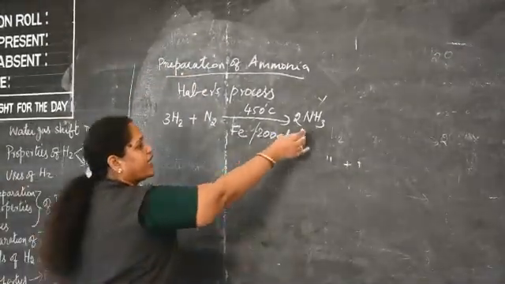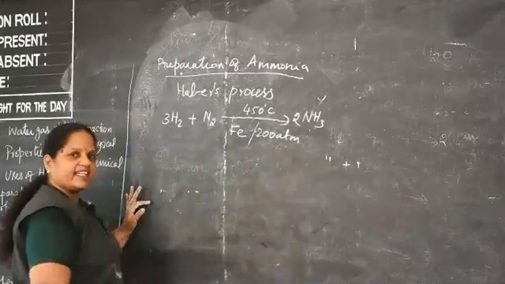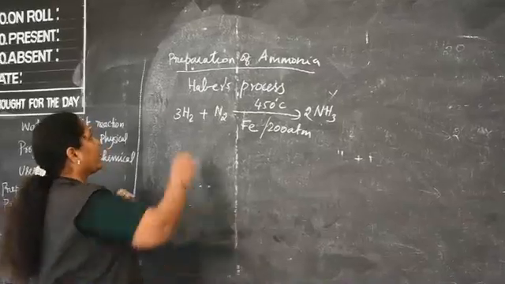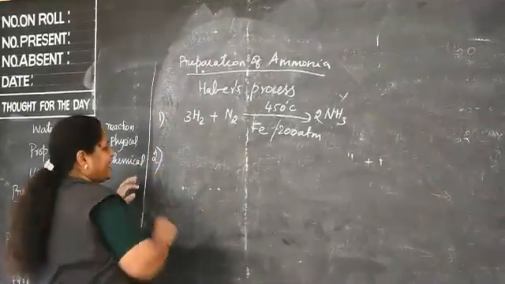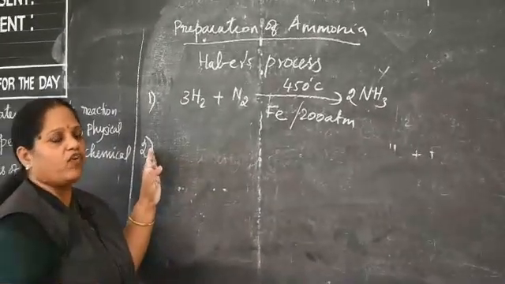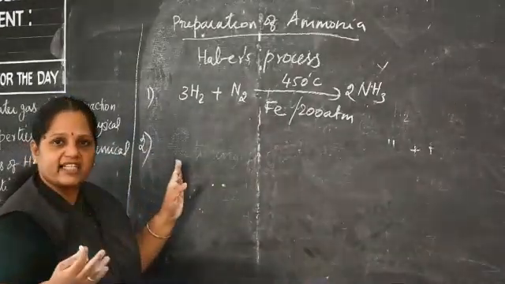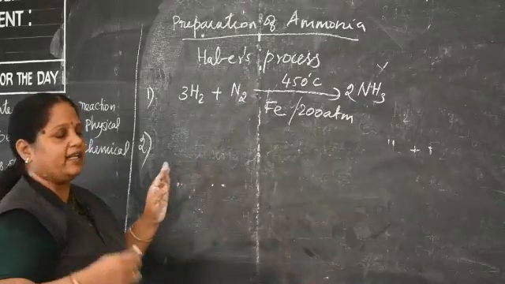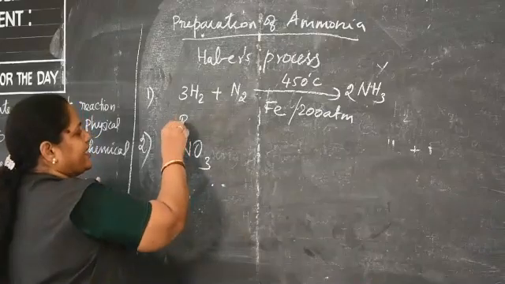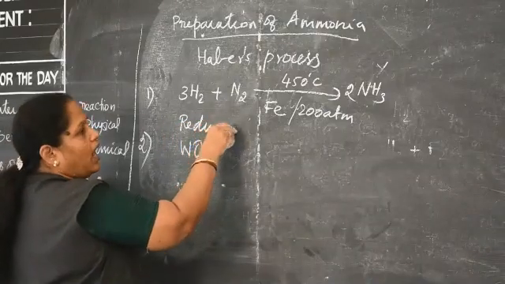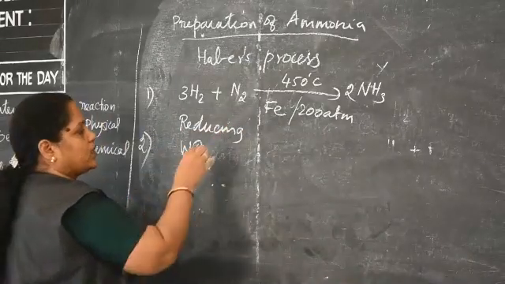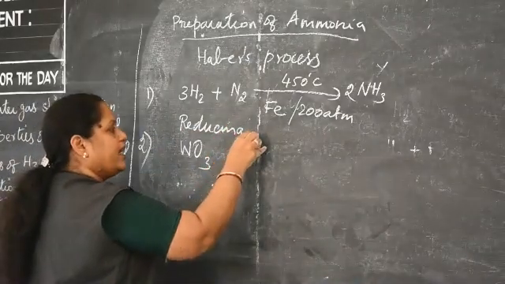The formed ammonia is used for preparing nitric acid. It is used as a fertilizer as well as an explosive agent. Then it also acts as a reducing agent in the metallurgy process, for example, where metal oxides are converted into metal. Already we discussed there is one reducing agent. In the metallurgy process also, hydrogen acts as a reducing agent.